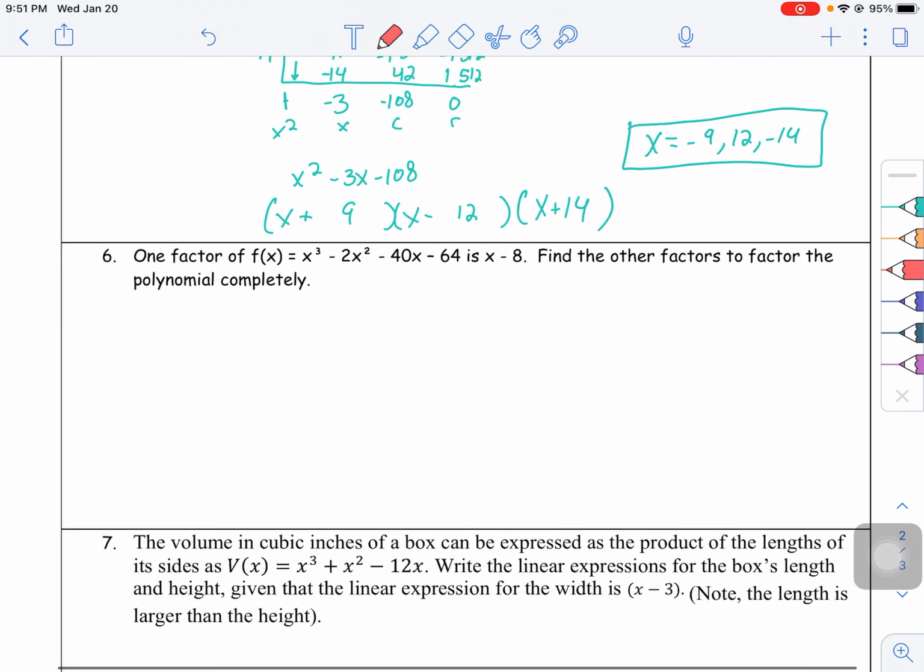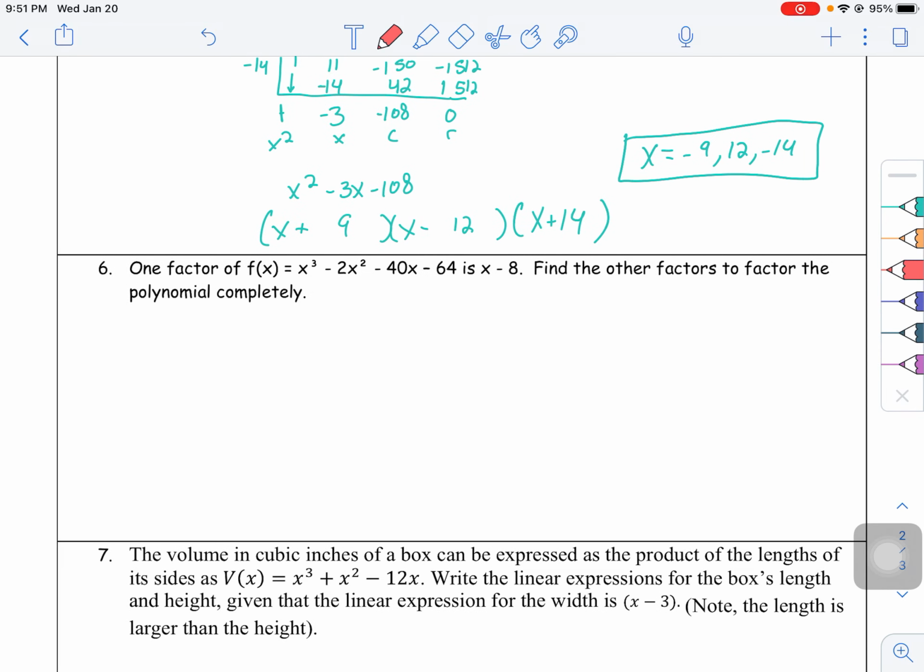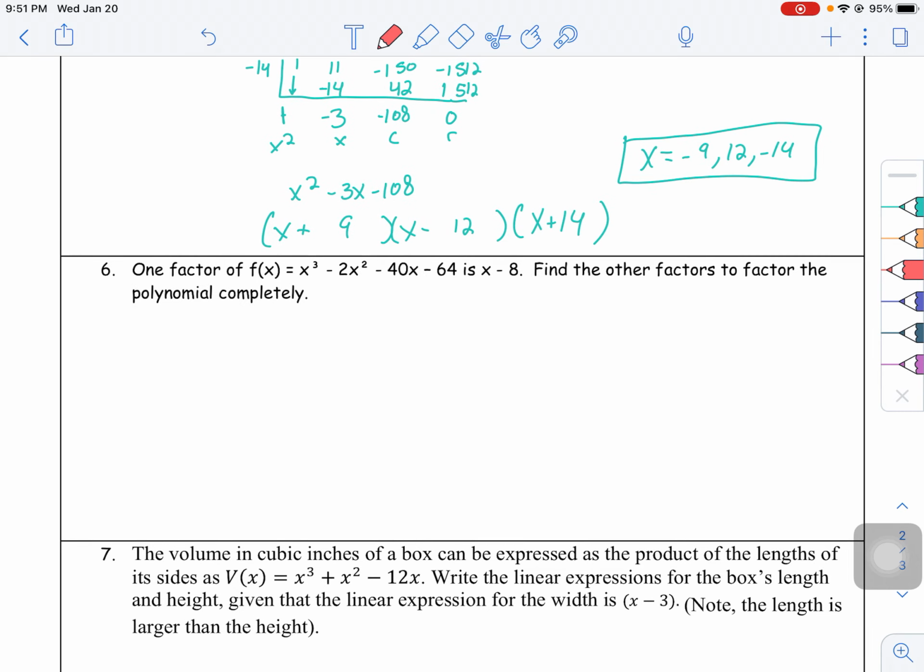Next one says one factor of f of x, x cubed minus 2x squared minus 40x minus 64, is x minus 8. It says find the other factors to factor the polynomial completely. All right, this one is a little bit more straightforward. It's almost telling us that we need to divide this by x minus 8. So let's do precisely that.